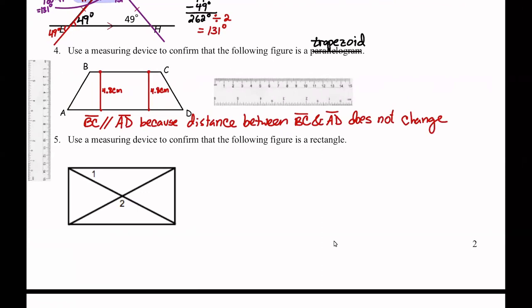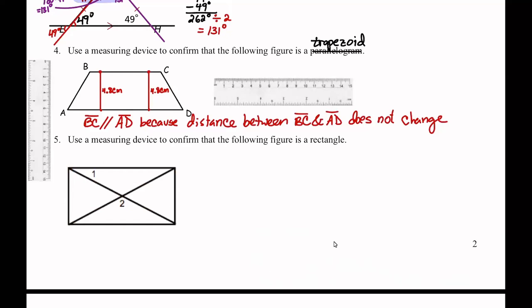Right. Now, to confirm that a figure is a rectangle, different conversation. I can show that the distances from here to here are going to be the same as the distances from here to here and so on across the board. But all I would have succeeded in showing is that those two sides are parallel to one another. And then if I did the same thing going from here to here, I would have succeeded in showing that these two sides are parallel to one another, which doesn't demonstrate that it's a rectangle. It demonstrates that it's a parallelogram.